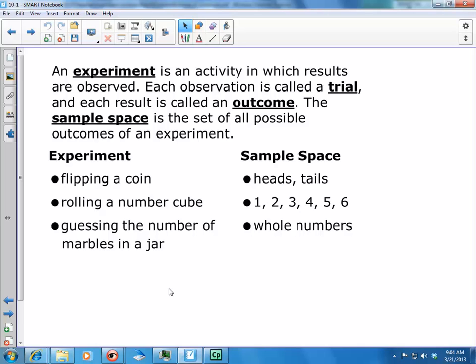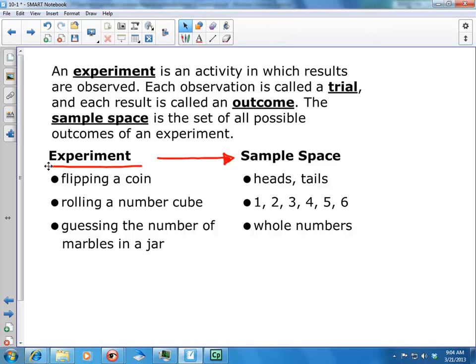the paragraph here says an experiment is an activity in which results are observed. Each observation is called a trial, and each result is called an outcome. The sample space is the set of all possible outcomes of an experiment. Now, it gives us an example of our experiment over here and the outcomes that follow each experiment, which is called our sample space.